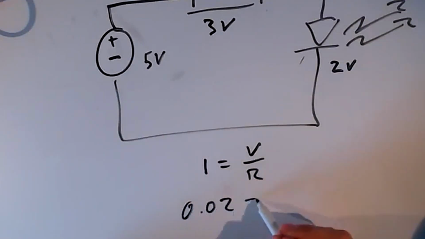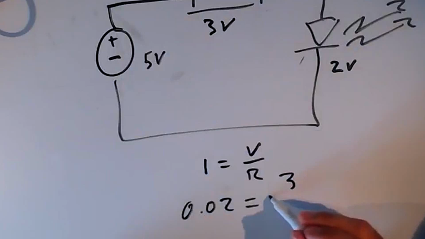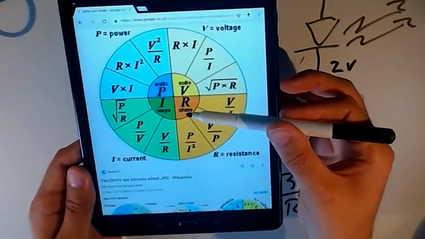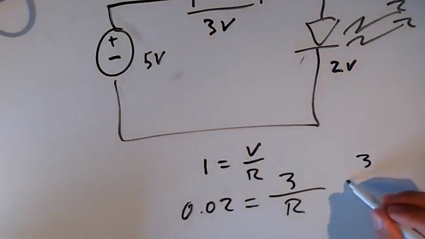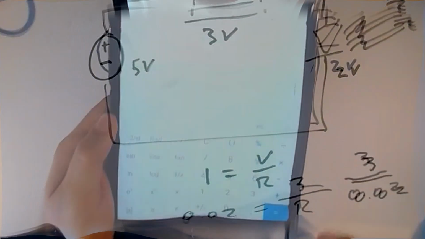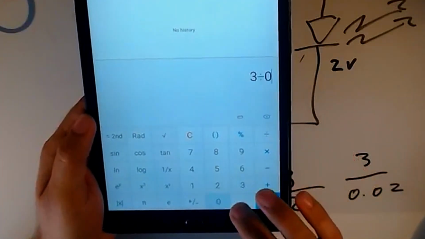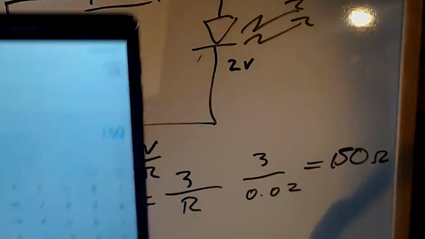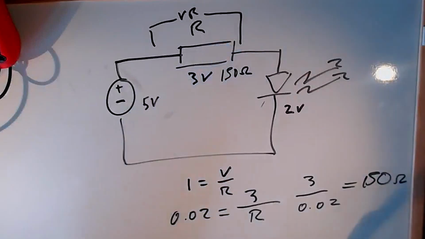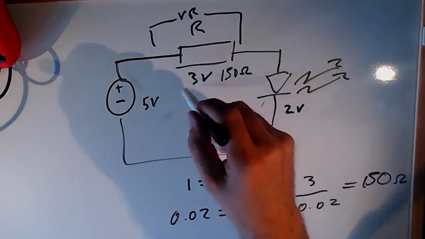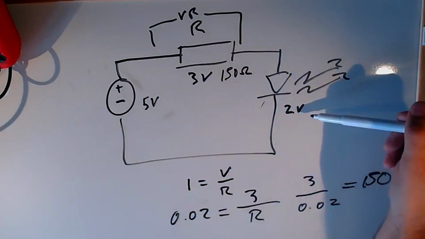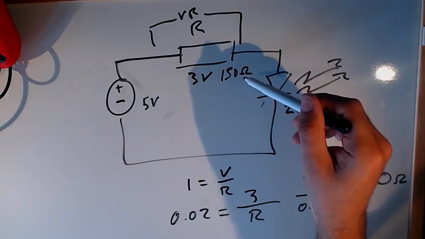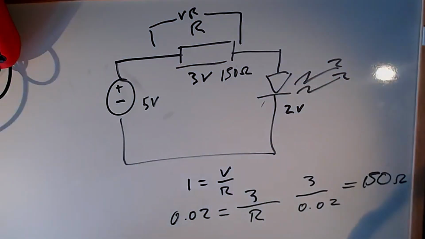So 0.02, and we've got 3 volts across the resistor divided by R. So we rearrange that, or just quickly reference our Ohm's law wheel. We want the resistance, voltage divided by current: 3 divided by 0.02, 150 ohms. There we go. So if we have a resistance of 150 ohms, with 20 milliamps flowing through, that will drop 3 volts. But because we've got the fixed voltage of the LED, the resistor will drop 3 volts regardless. So 150 ohms with 3 volts across it will allow 20 milliamps to flow through it. And that's basically the theory of it.